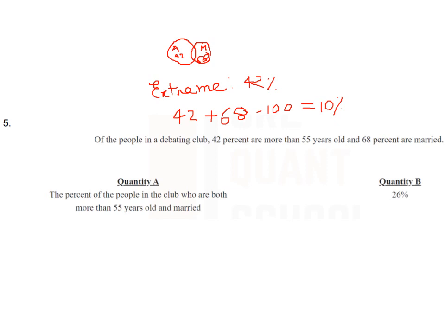Let us take two extremes. As 24% is the lower number, those can all also be married, so the highest number will be 24%. The lowest number can be found by summing up 24% and 68%, as that is greater than 100%, so 8% is more here. So the lower limit is 8% and the upper limit could be 24%. And quantity B is given here as 26%. So the answer will be D. The relationship cannot be found from the given information.